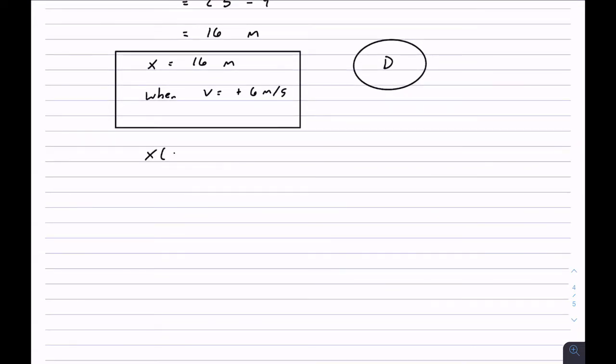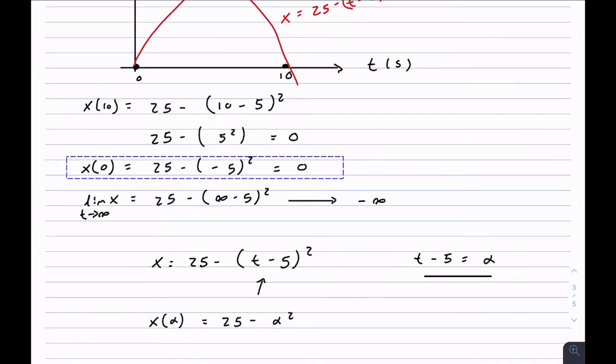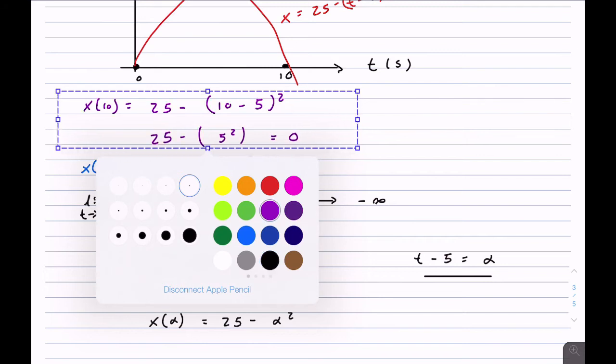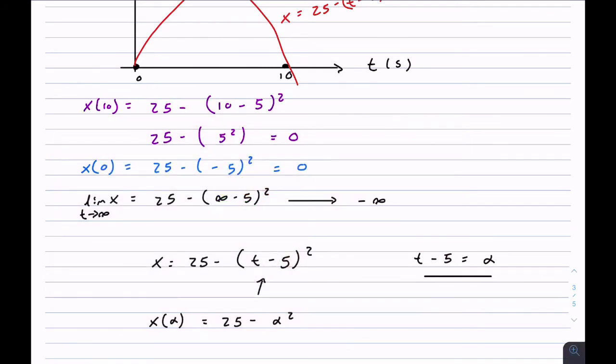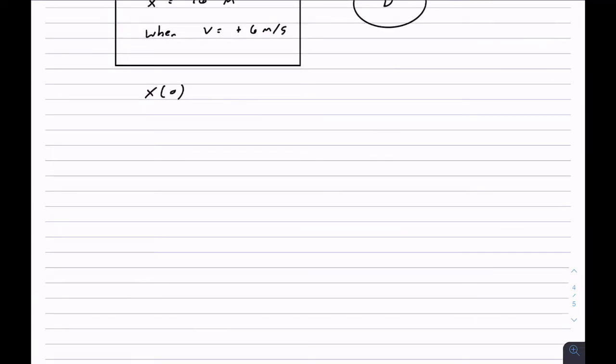So we just say x of 0. Recall from earlier that when I plugged in x of 0, I got 0. See that? Also, when I plugged in x of 10, I got 0. So the total distance, what is this D for? The total distance between x of 0 and x of 10, take the absolute value of that because we just want the total distance, is equal to 0 minus 0 equals 0.